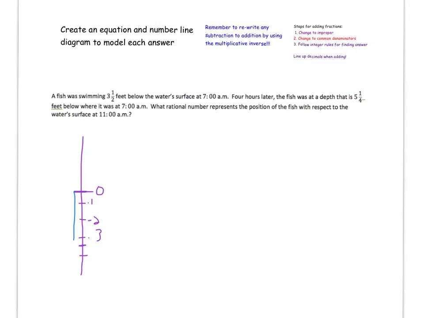So here is where it started at 7 a.m. 4 hours later, it was at a depth of 5 1/4 feet below. So it's at 3.5 right now. We have to go to, it was 5 1/4 feet below where it was starting at 7 o'clock.